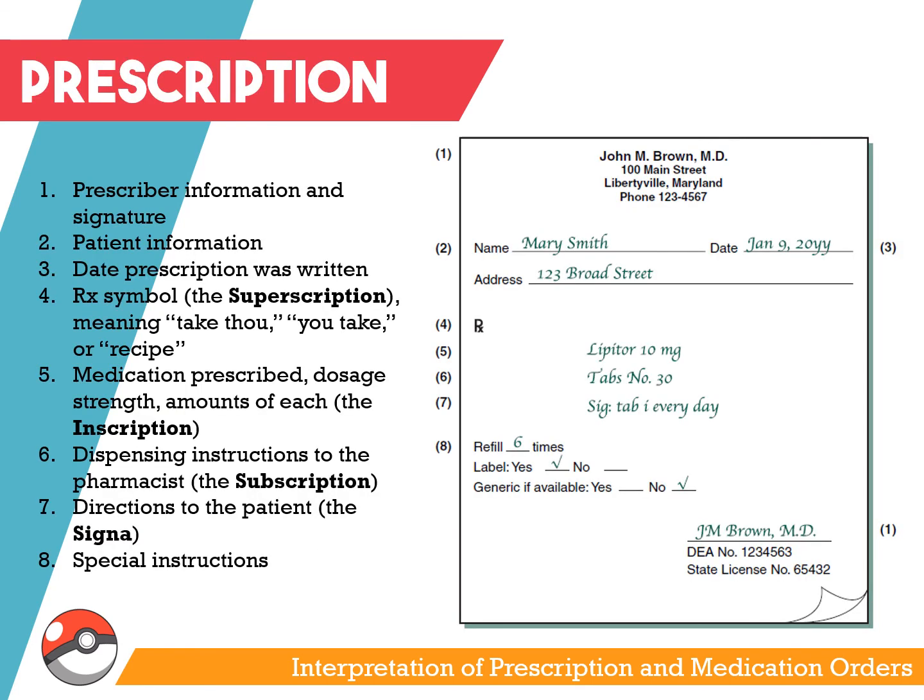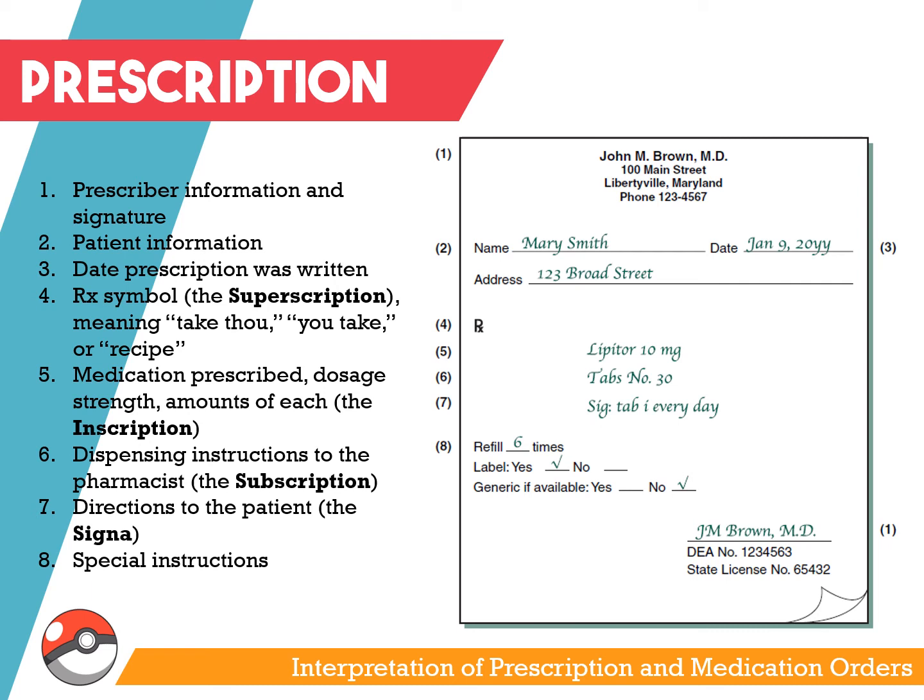As I said, a prescription has many parts. It includes number 1, the prescriber information and signature. Number 2, the patient information. Number 3, the date the prescription was written. Number 4, the RX symbol, or what we also call the superscription. It means take thou, you take, or recipe. Number 5, the prescription also includes the medication required, the dosage strength, and the amounts of each. This part is also known as the inscription.